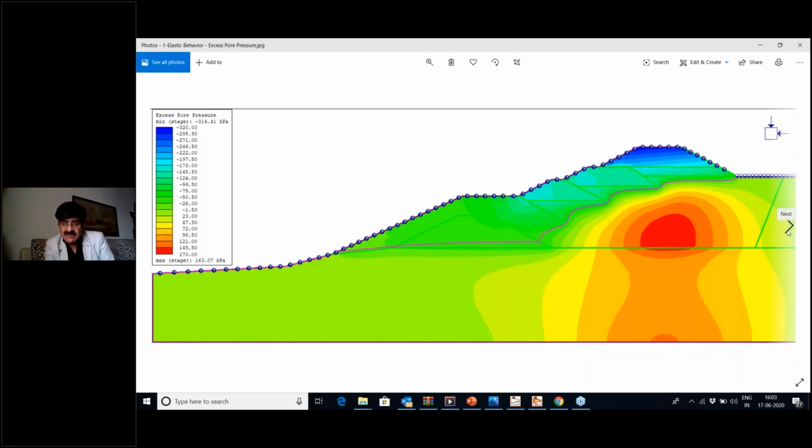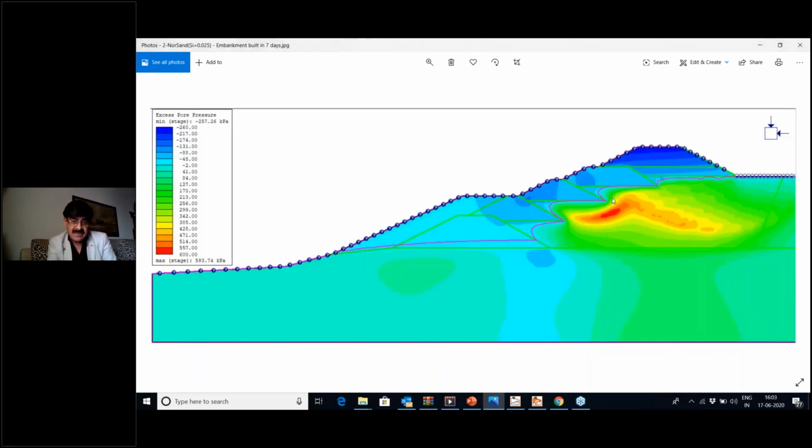But if you replace this with loose sand and the Norsen advanced material model, this is actually 600 kPa excess pore water pressure. So you can see the difference between choosing the right material model and an incorrect material model. And so this is the value that you would expect: 600 kPa maximum excess pore water pressure by building this embankment at 7 days.